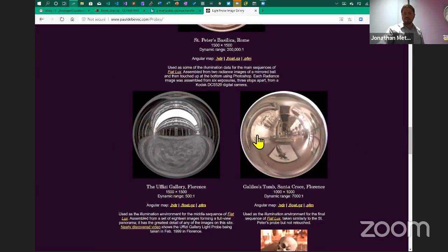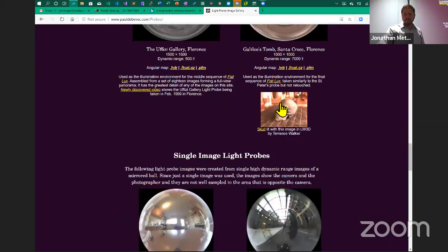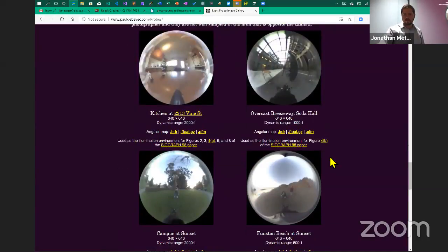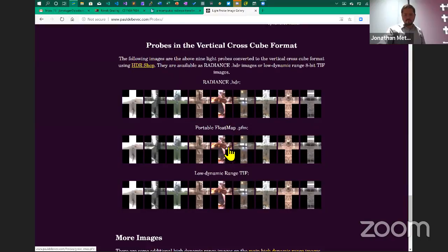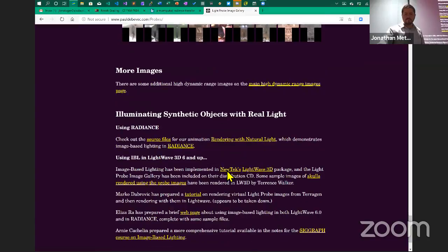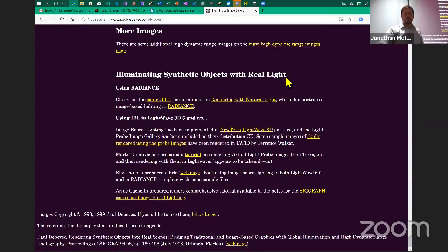Okay, so if you want to simulate this environment, there's a skull lit up with that particular environment and so on. These HDR images are basically the high dynamic range, or you can pick, I guess, TIFF, which is 8 bits. Anyways, the idea here is that you can illuminate synthetic objects with real light. So this is about making those images look better.